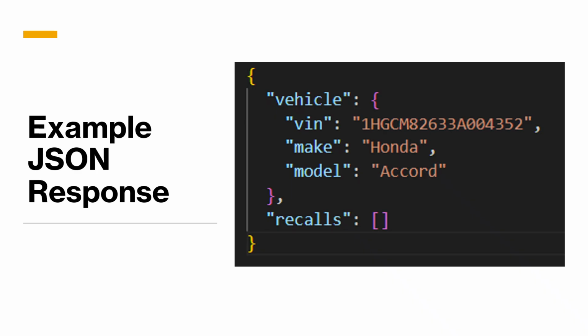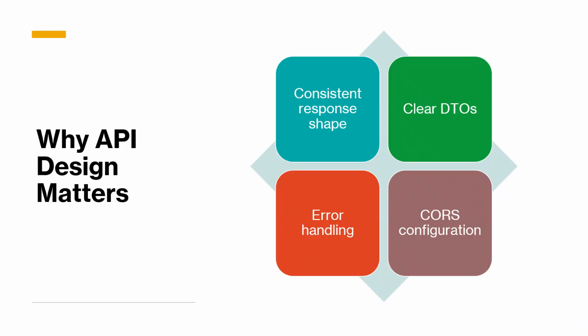How the back end structures its responses directly affects the front end's complexity. It's important to use consistent response shapes and clear data object models so both sides are clear on what is being transferred. This helps with robust error handling and secure CORS policies, keeping everything tight.